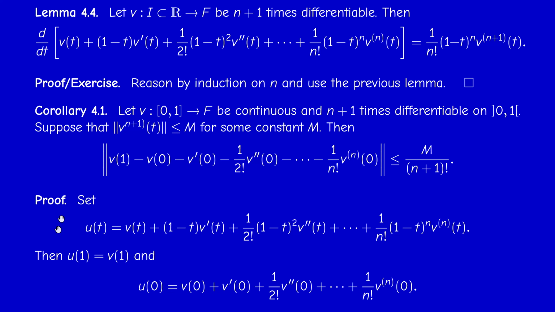So if we put t equal to 1, then all these cancel, so we just get u of 1 equal v of 1, and u of 0 is just v of 0 plus v prime of 0 plus etc. Okay. But now this Lemma 4.4 tells me that u prime of t can be written in the form of this.